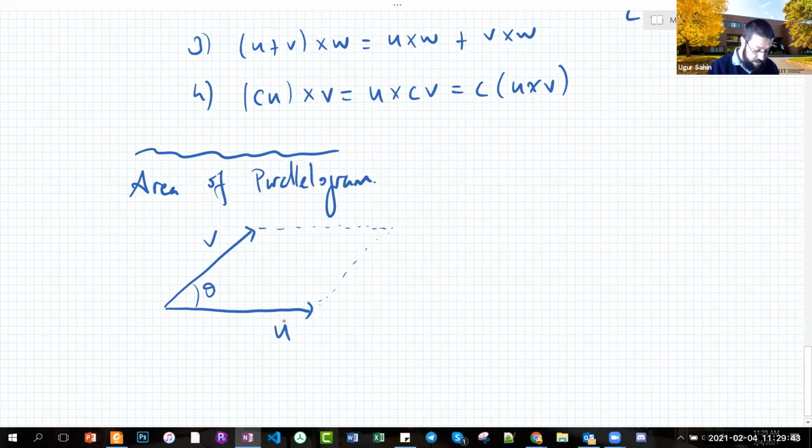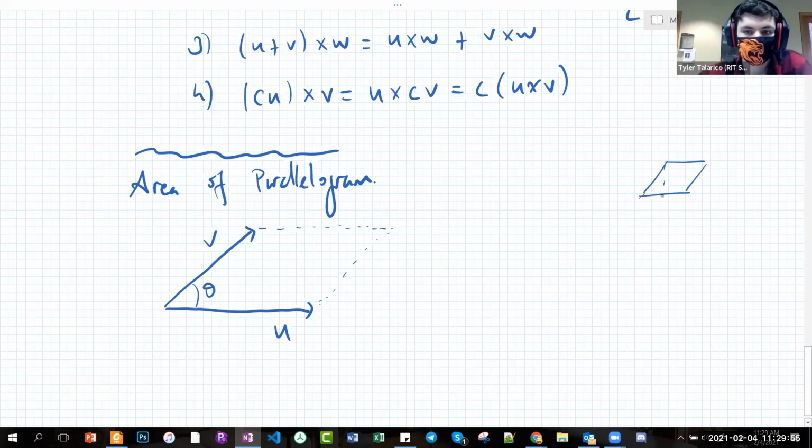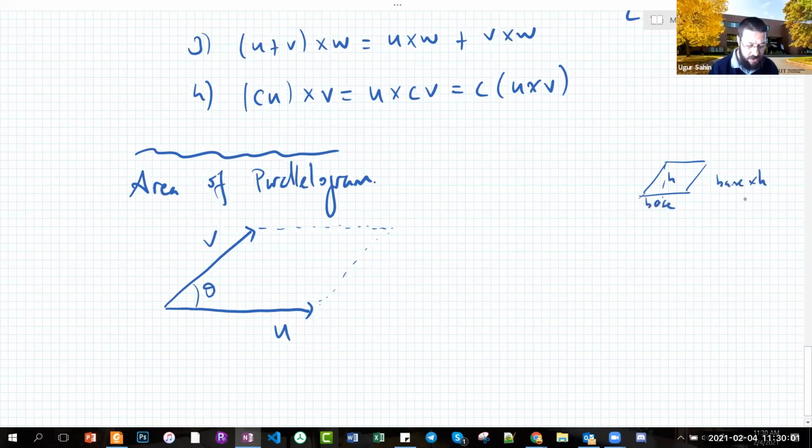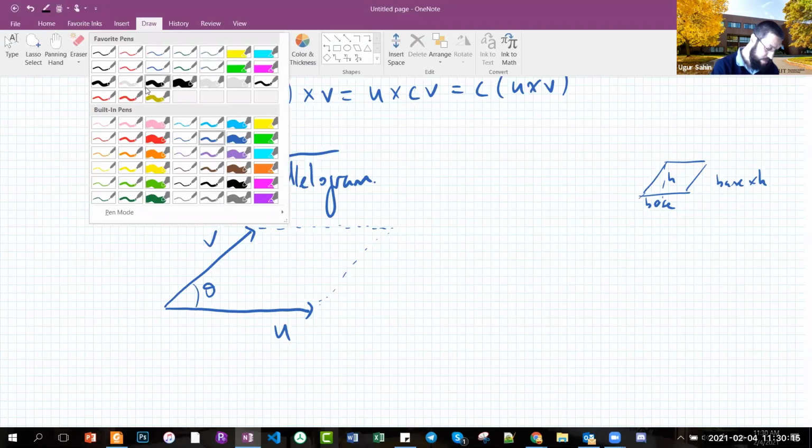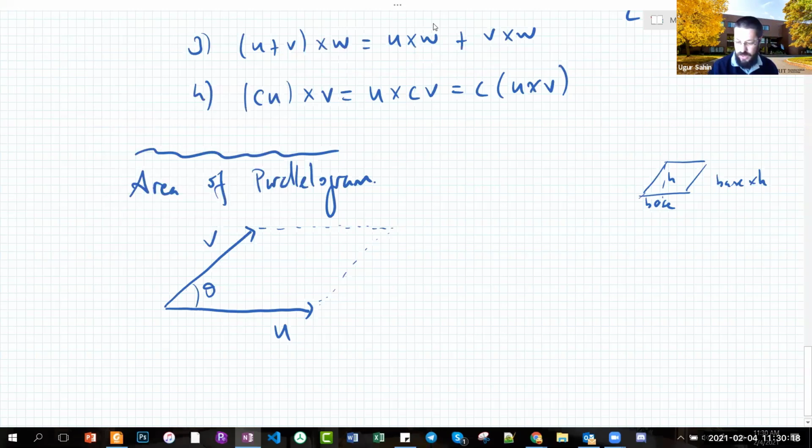Could you please remember what was the area of the parallelogram you saw at high school? Base times height. Exactly, right? This is height. This is, let's say, base. So base times height would give you the area. So what is the base and then what is the height here? The base length is the length of U. So I can use the base length as the length of the U vector.